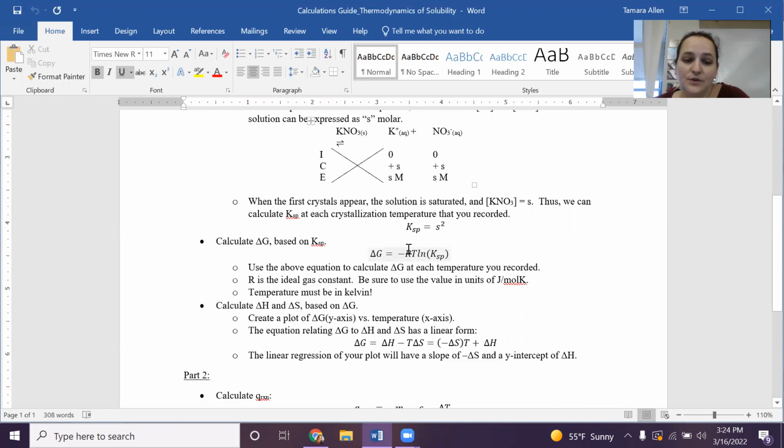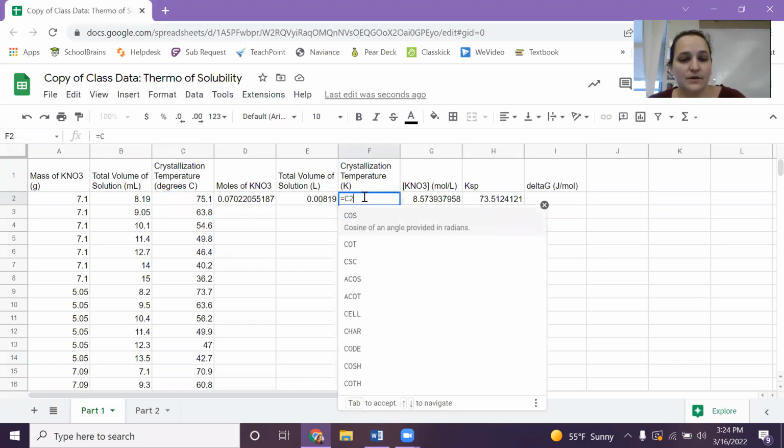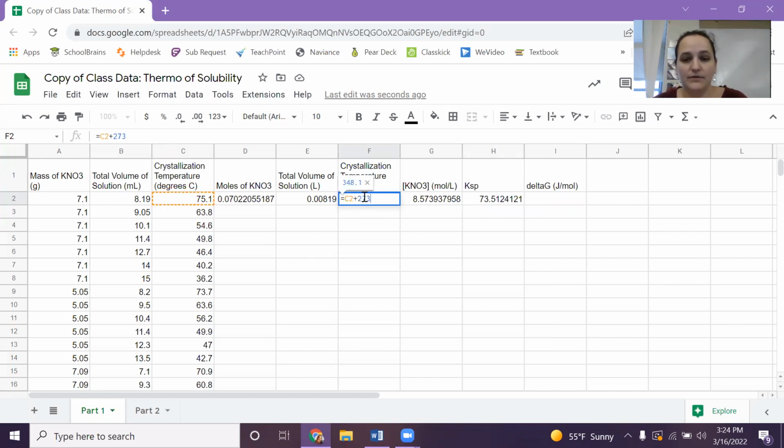So R is your ideal gas constant. If we're taking this in units of joules per mole Kelvin, the value is 8.314. That is in your equation sheet for the course. And then T is the temperature in Kelvin, so that is another thing that we're going to need to calculate. Our crystallization temperature, we're going to need in Kelvin in order to calculate delta G. We've got it in degrees Celsius over here. So converting to Kelvin, we just add 273. We can calculate that pretty easily.